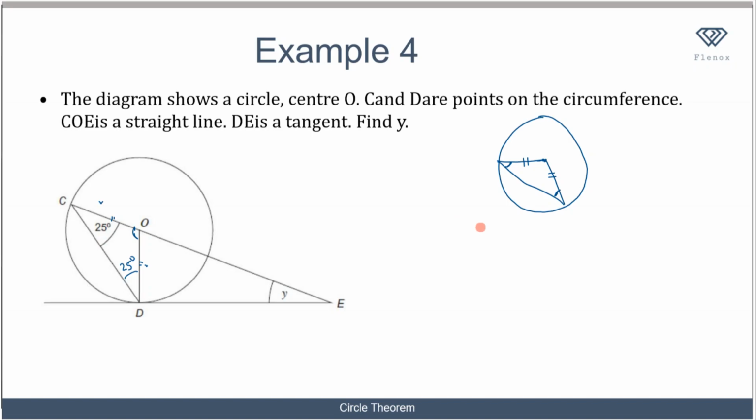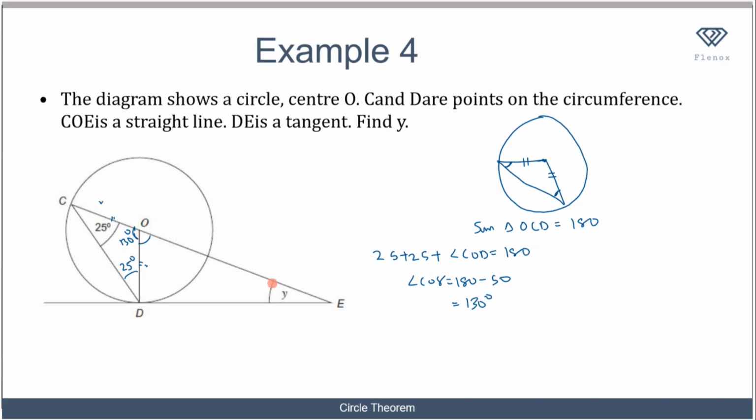Now we know that the sum of angles for triangle OCD must be equal to 180 degrees. So I can say that 25 plus 25 plus angle COD must be equal to 180 degrees. So angle COD will be 180 minus 50, which is equal to 130 degrees. So the angle over here is 130 degrees.